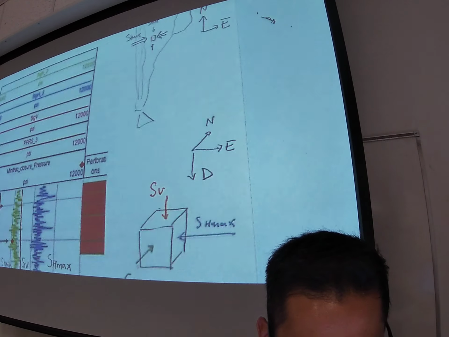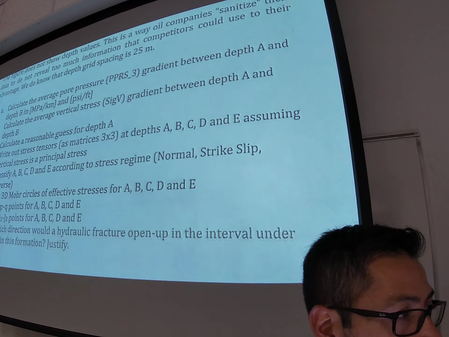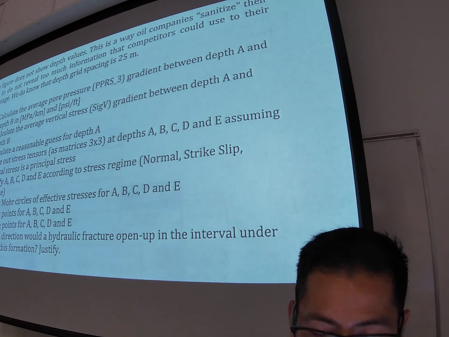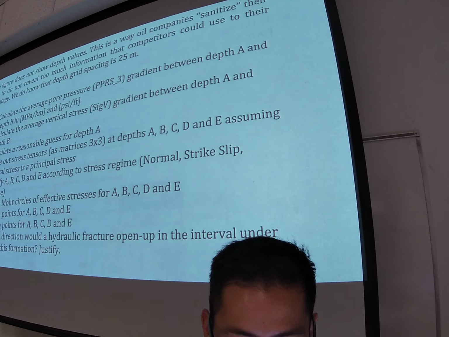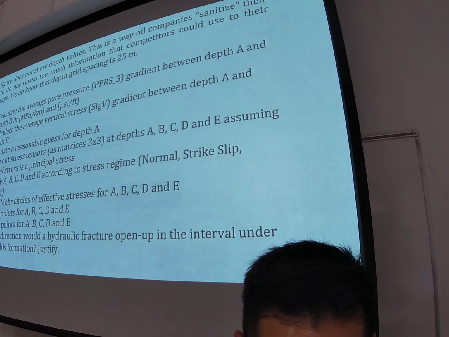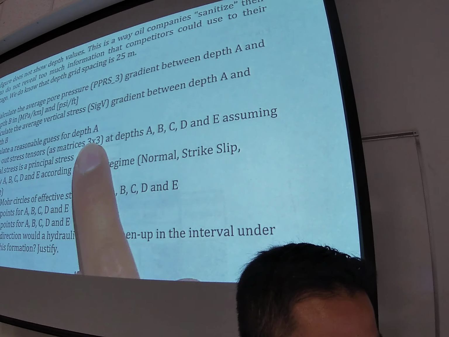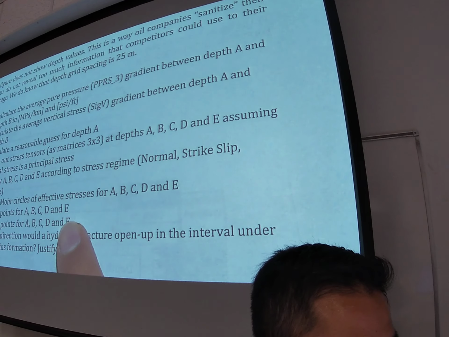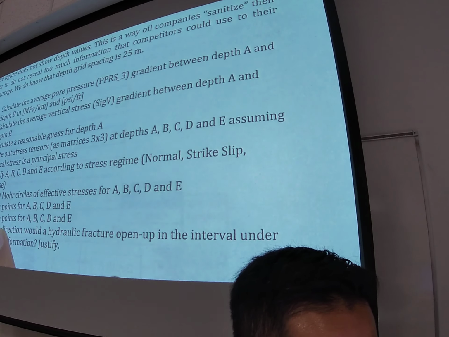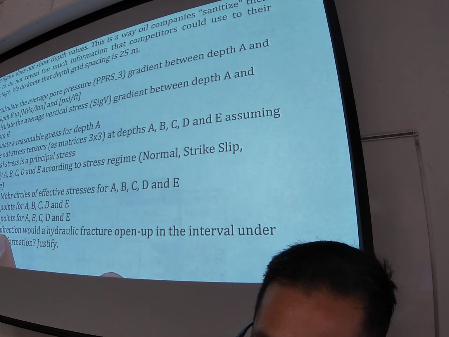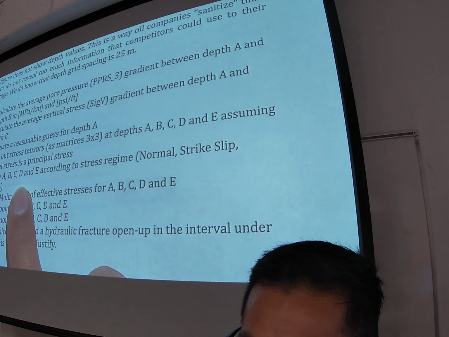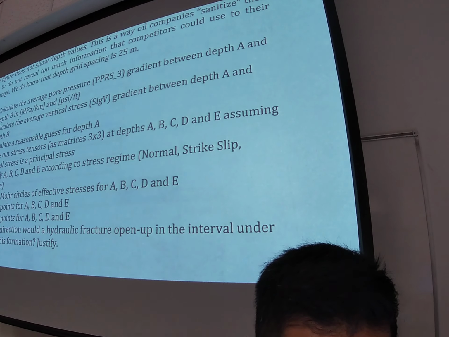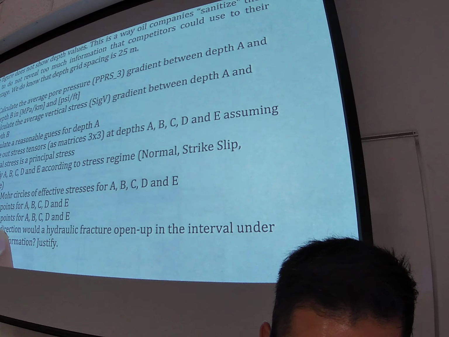So you're going to see that here you already have a list of things that you're going to have to do: compute the stress gradient, write some of those stresses as matrices, and then calculate what are called the invariants of the tensor, and also plot some of those stresses, either as Mohr circles or also as just plotting the invariants.